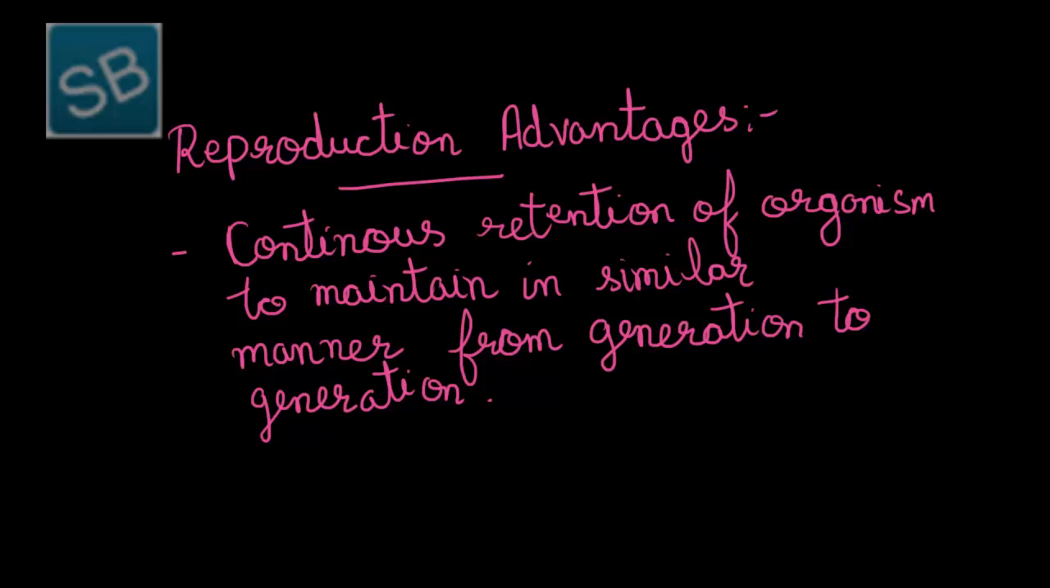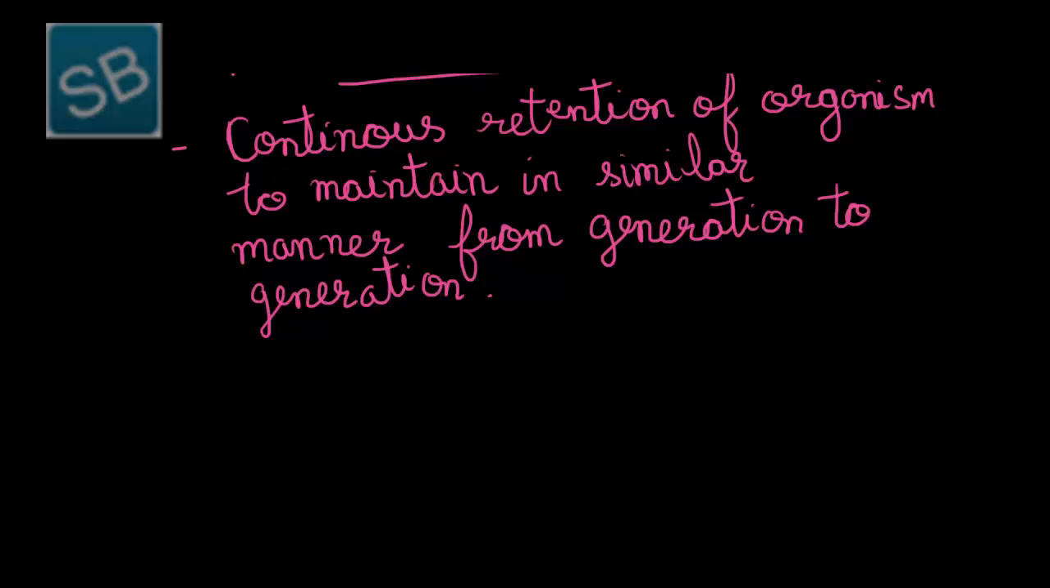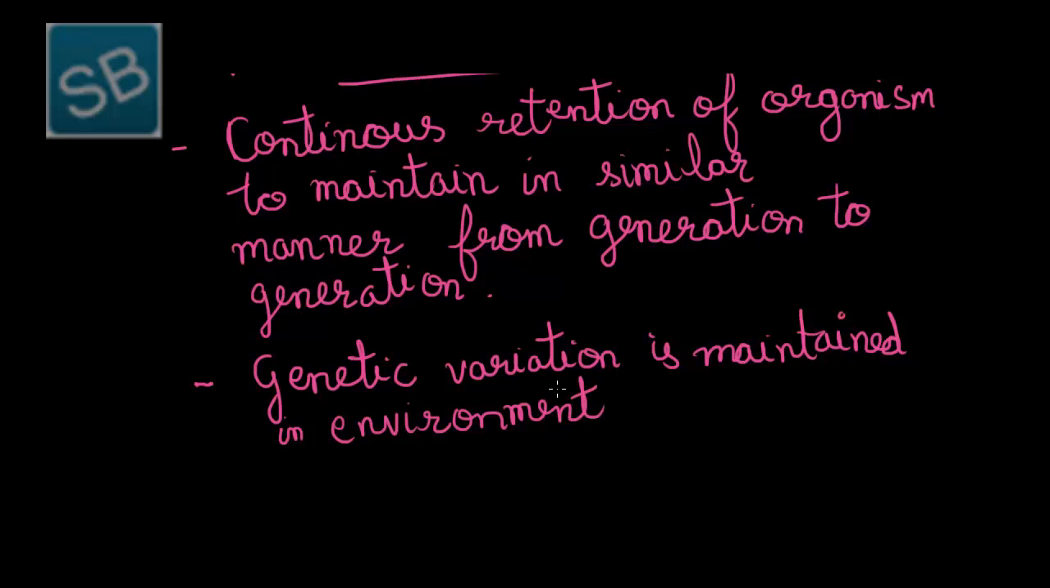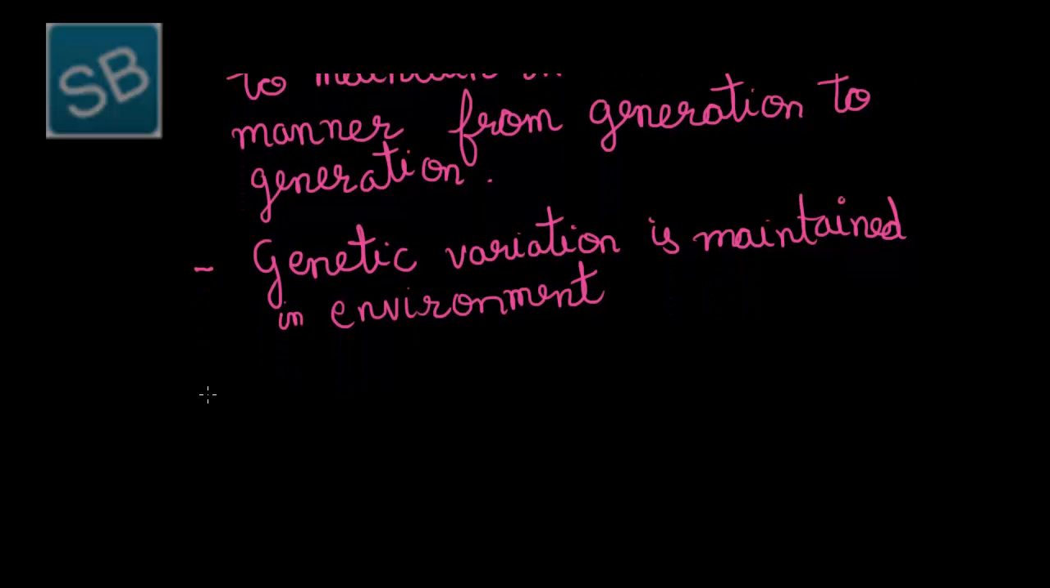Second, due to this property, genetic variation is maintained in the environment. As said earlier, all organisms reproduce but in different manners. That is why such genetic variation occurs in various species and genera, creating various phyla. Due to this, a large biodiversity occurs in nature.